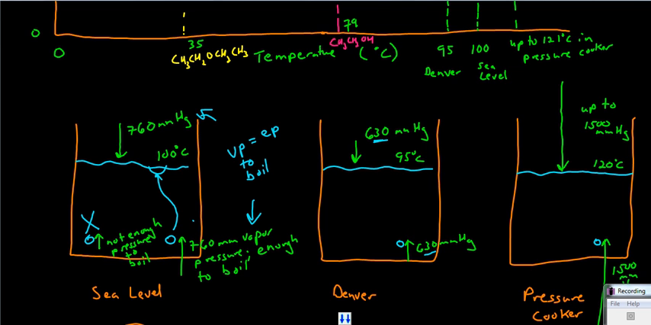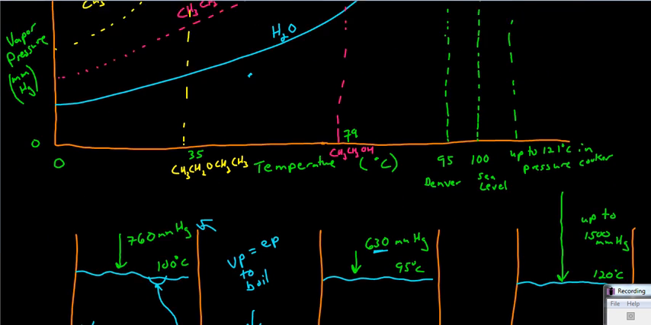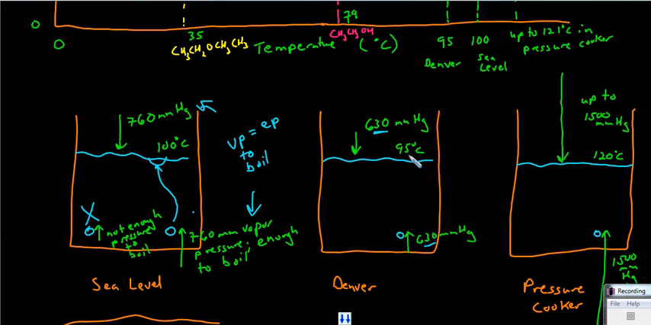So, not needing as high a vapor pressure to boil, the temperature needed to get to that vapor pressure is lower as well. You can see that for Denver, its vapor pressure is equal to 630 millimeters of mercury if its temperature is equal to 95 degrees Celsius, whereas for water at sea level, it needs 100 degrees Celsius in order to boil. So Denver's boiling point is 95 degrees Celsius, hence when water is boiling there, it will be 95 degrees Celsius.